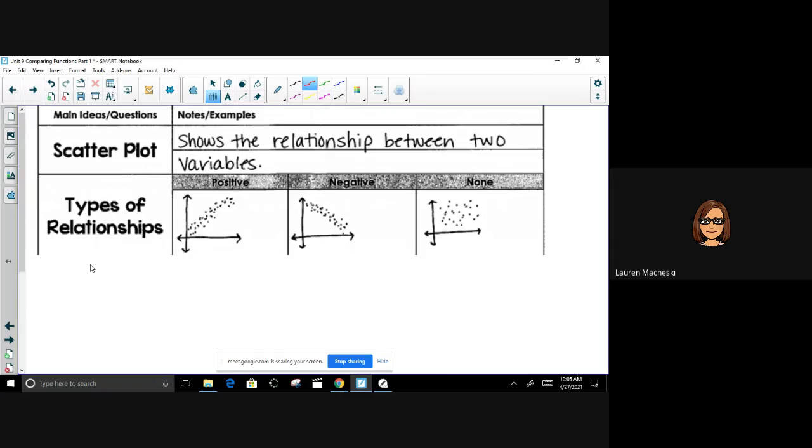All right, so your next packet, you should have this packet as well. A scatter plot is just a relationship between two variables, which we just talked about a minute ago. You can have a positive, you can have a negative, or you can have no correlation. Your positive is going to increase from left to right. Your negative is going to decrease. No correlation is kind of just going to be splattered all over the place.